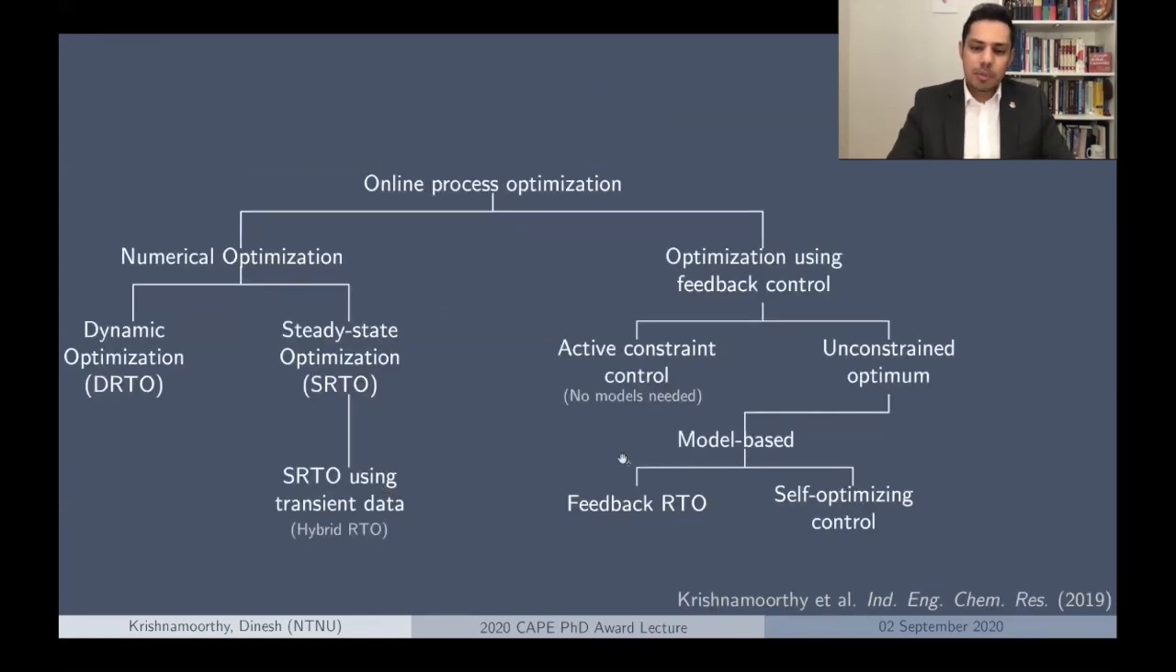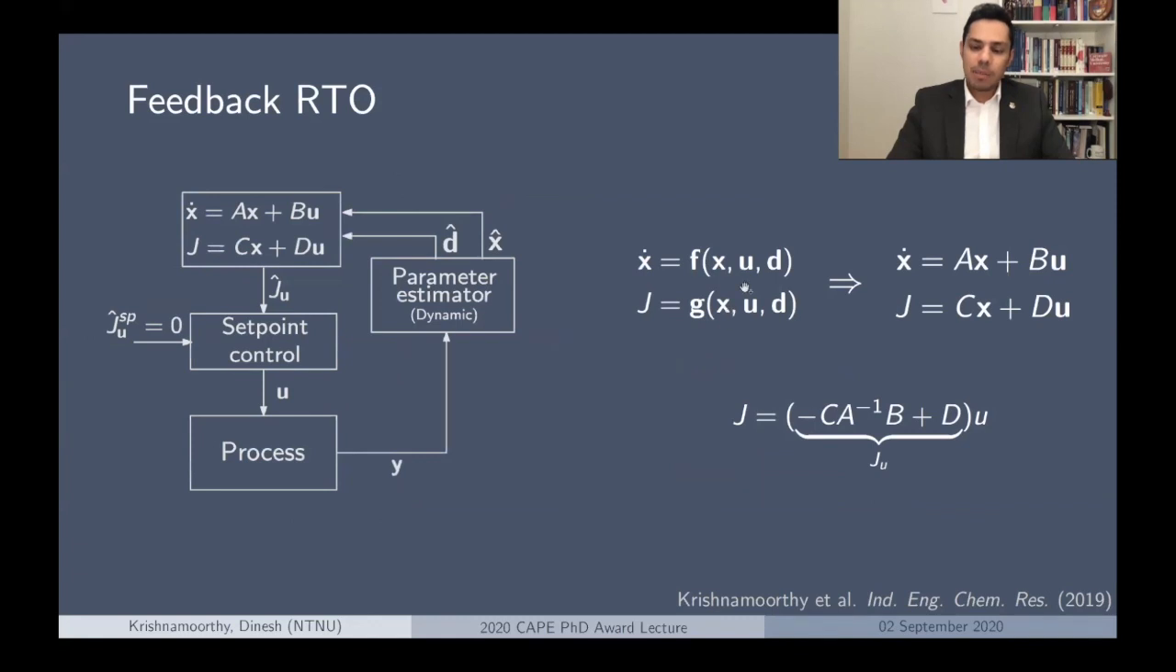We recently proposed one such model-based gradient estimation approach, where the idea is to use the nonlinear dynamic models from the inputs U to the cost J and linearize this nonlinear dynamic model around the current operating point. Then we can use the locally linear dynamic model to estimate the steady state cost gradient as minus CA inverse B plus D. Then we can drive the estimated gradient to a constant set point of zero to achieve optimal operation. We call this the feedback RTO approach.